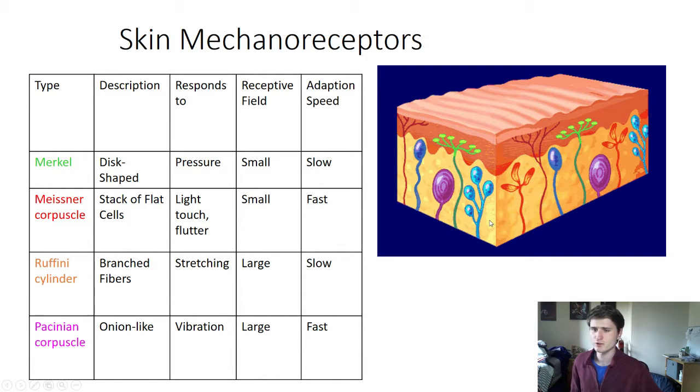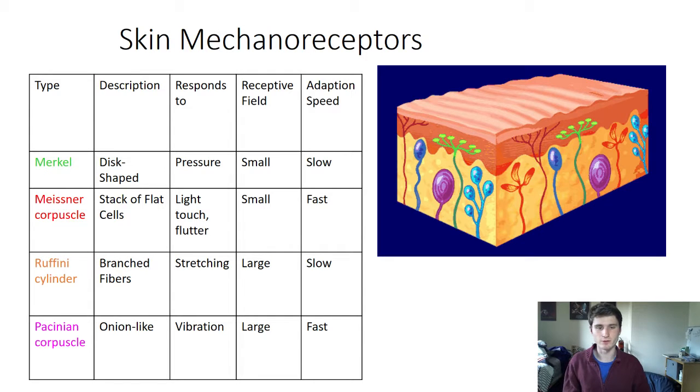Next, there's the Ruffini cylinder, which are these little clusters here. They're little branched fibers, and they deal with stretching. Their receptive fields are pretty large, and their adaptation speeds are pretty slow. So if you stretch out the skin on your back, for example, you can feel that there's still some sort of sensation there even after you let the stretch go back to where it was.